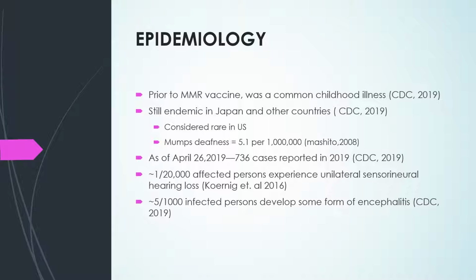So, like I did with measles, as of April 26, 2019, there are said to have been 736 cases reported in 2019. And then approximately 1 out of 20,000 are affected. Of affected persons with mumps, some experience unilateral sensorineural hearing loss. And then 5 out of every 1,000 infected persons develop some form of encephalitis.